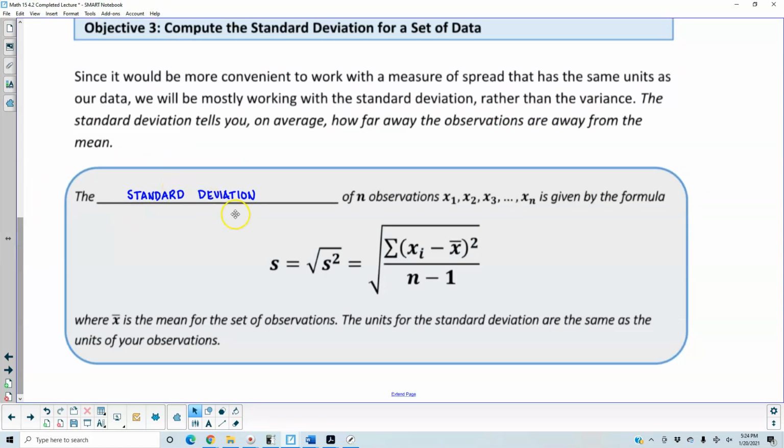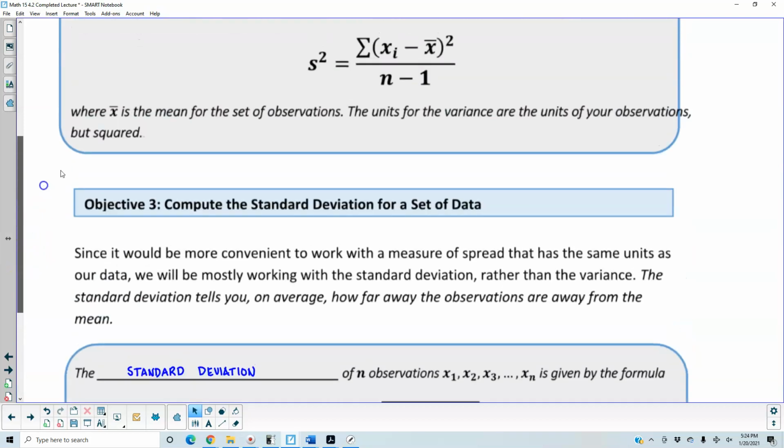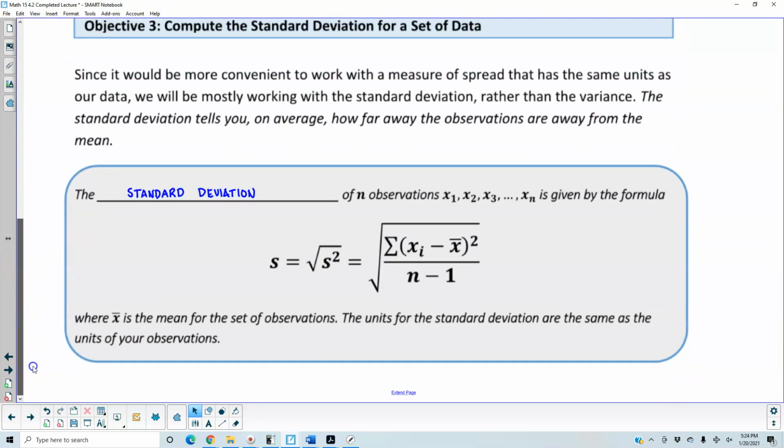The standard deviation of n observations x subscript 1 to x subscript n is given by the following formula. S, which is the standard deviation or the sample standard deviation, is equal to the square root of the variance. So what we're doing is taking the square root of the variance formula in order to get the standard deviation, where again x bar is the mean for the set of observations. The units for the standard deviation are the same as the units of your observations.